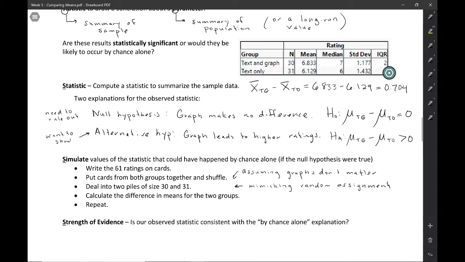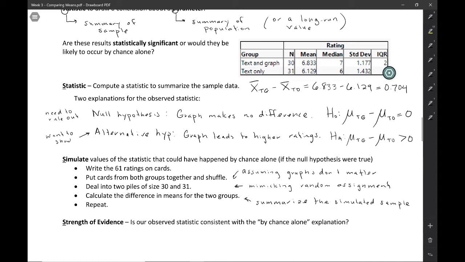Okay, then I need to summarize the simulated sample. So I'm going to calculate the difference in the means for the two groups. And remember, it's important to have one single number that summarizes the simulated sample. Earlier, we decided to use a difference in means, and so we want to stick with the same thing here, because basically we've got that 0.704. We don't know if that's big enough to be convincing until we have something to compare it to. So that's what the simulation is going to give us.